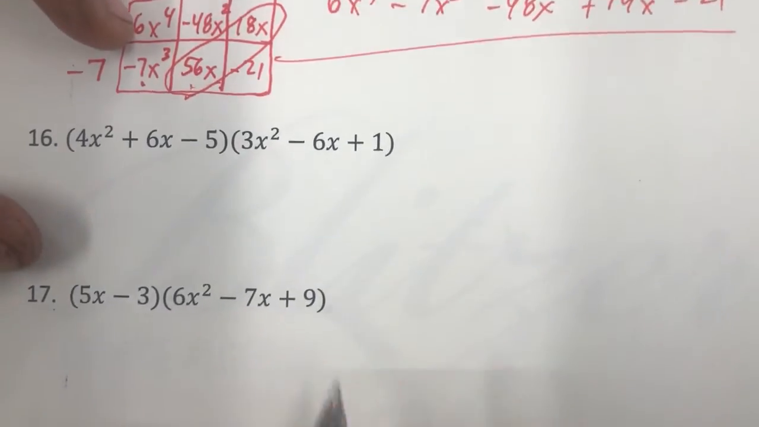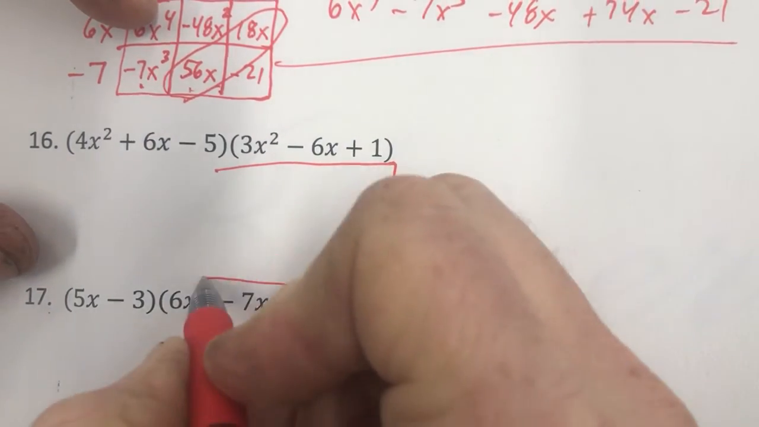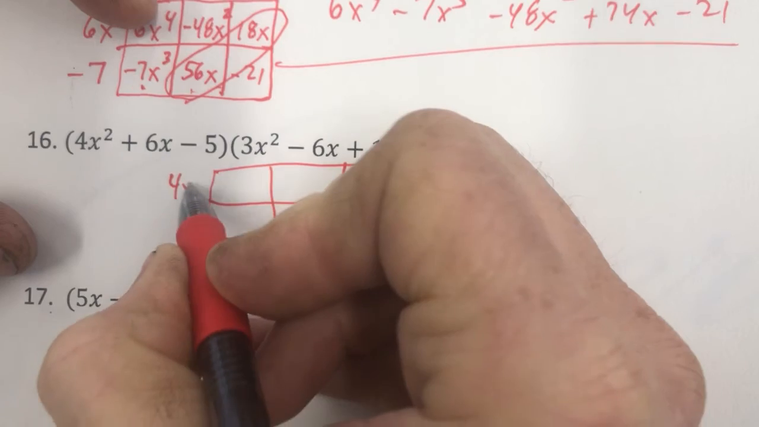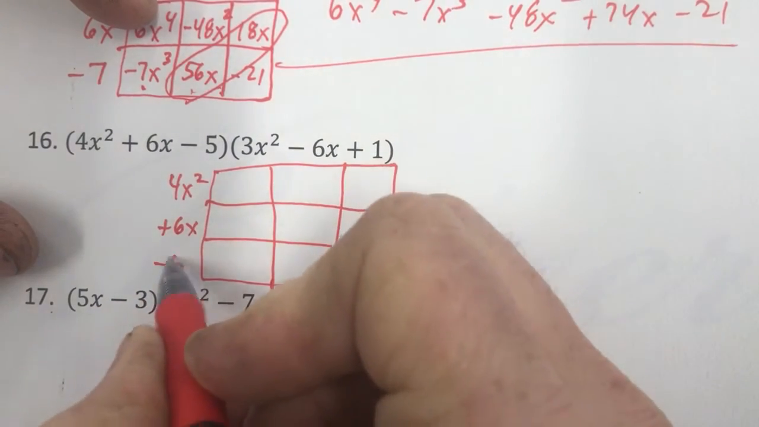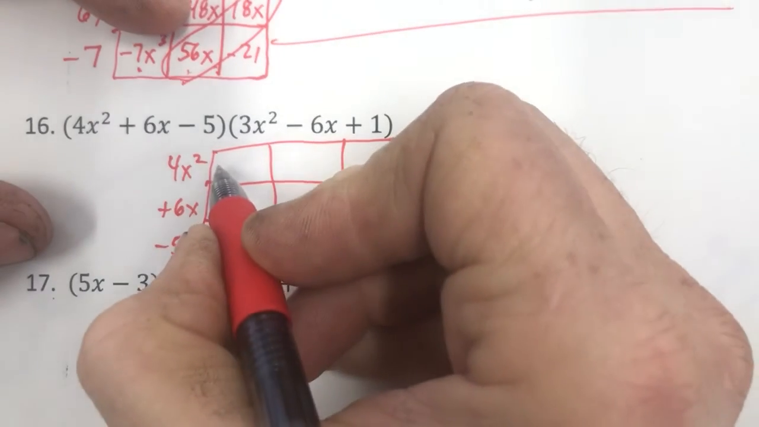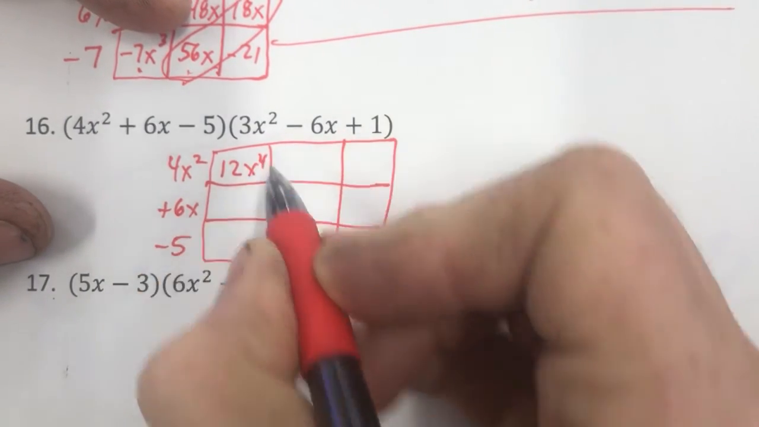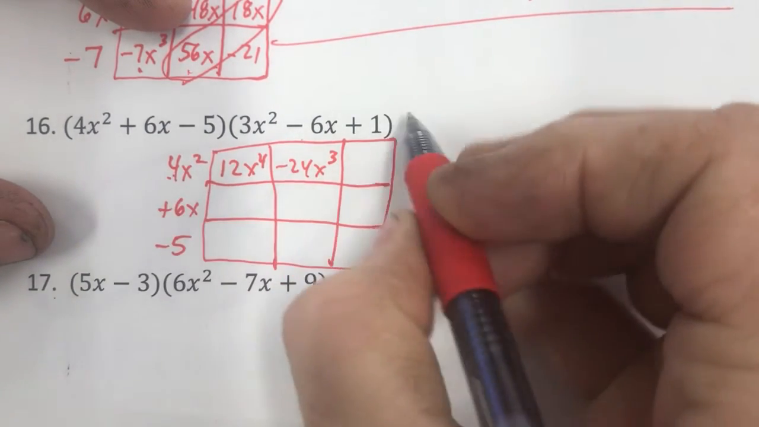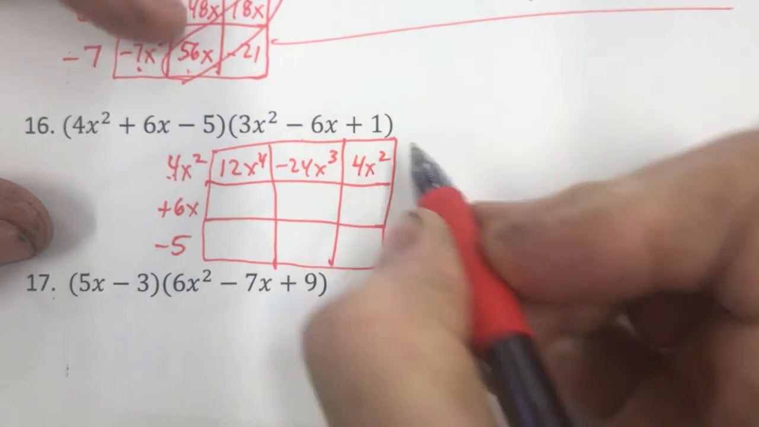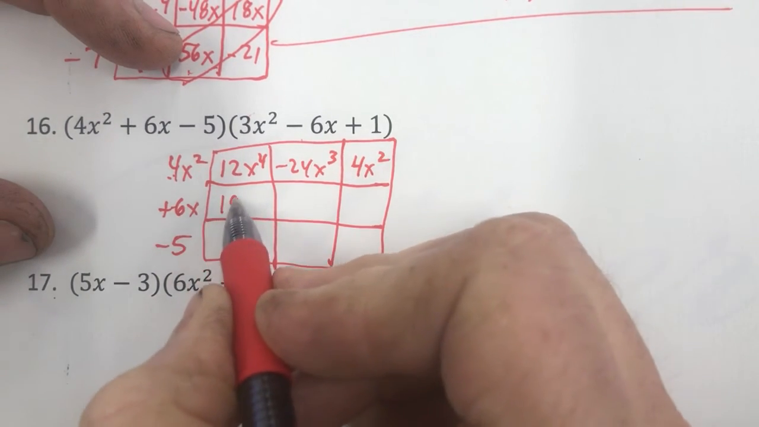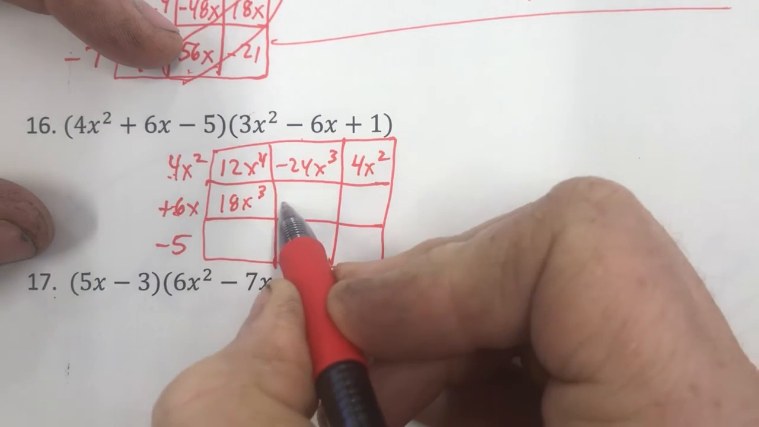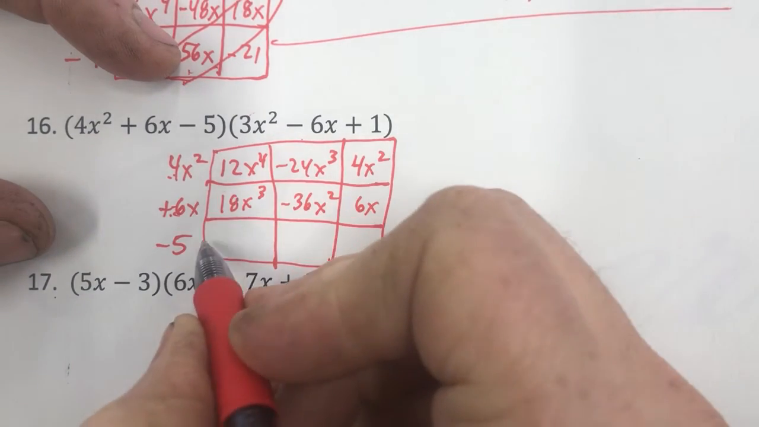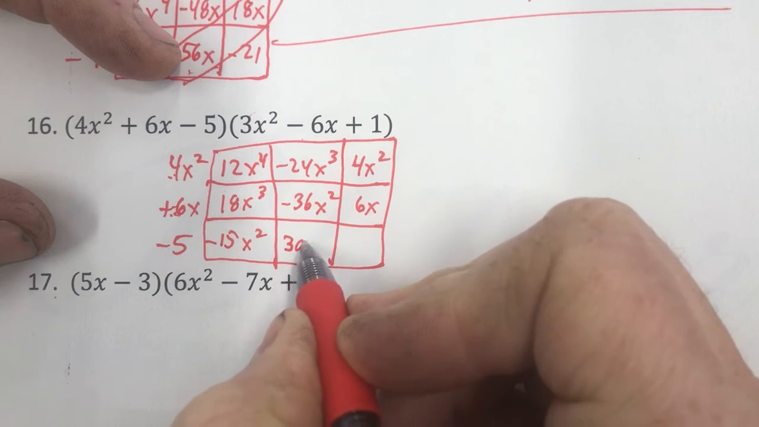Okay. Right here on this one, I'm going to build a box underneath this one, kind of like what we just did. Make a row for each term, which I've got 4x squared plus 6x minus 5. So right here, 3 times 4 is 12, x to the 4th. Right here, 4 times -6 is -24, that'd be x to the 3rd. And then 4x squared times 1 is 4x squared. And right here, 6 times 3 is 18, that's going to be x to the 3rd. 6 times -6 is -36, x squared. And then it's going to be a 6x right here. -15x squared, 30x, -5.